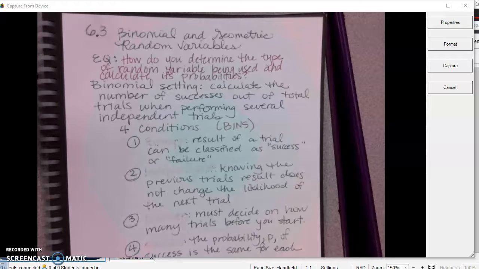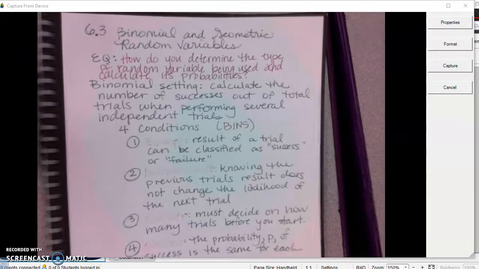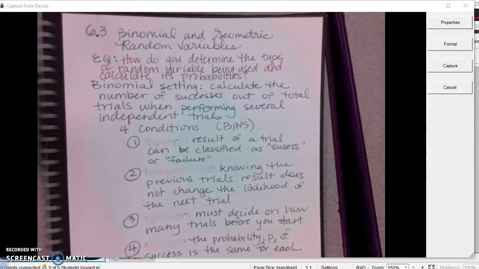Hello everyone, we are talking about 6.3 notes over binomial and geometric random variables. Our EQ is how do you determine the type of random variable being used and calculate its probabilities.